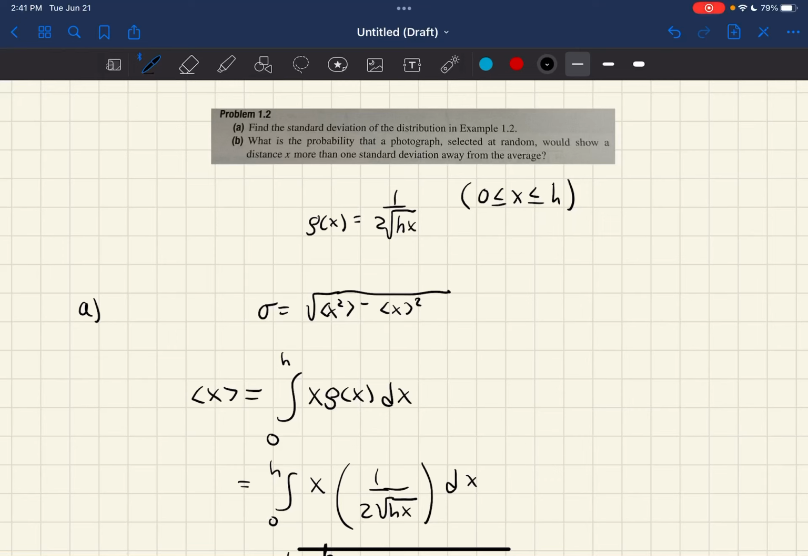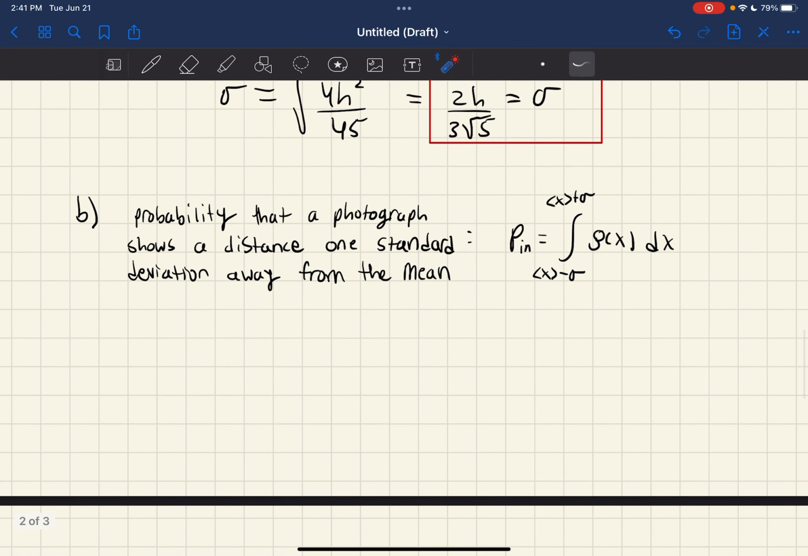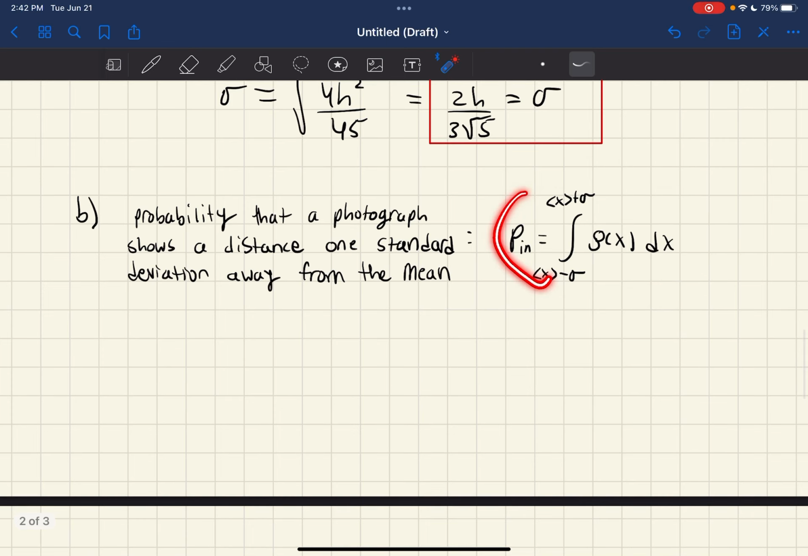All right, so part B asks us, what is the probability that a photograph selected at random would show a distance x more than one standard deviation away from the average? So the probability that a photograph would show a distance one standard deviation away from the average is actually given by this formula right here. So this gives the probability within this range of one standard deviation away from the average value.